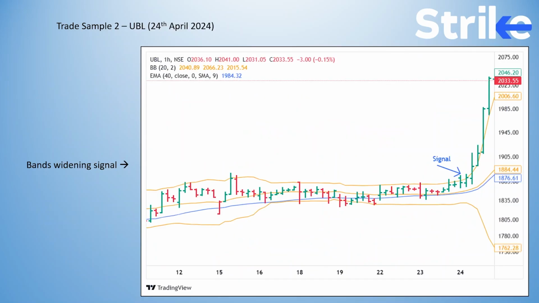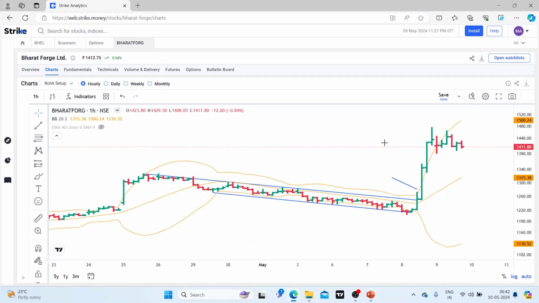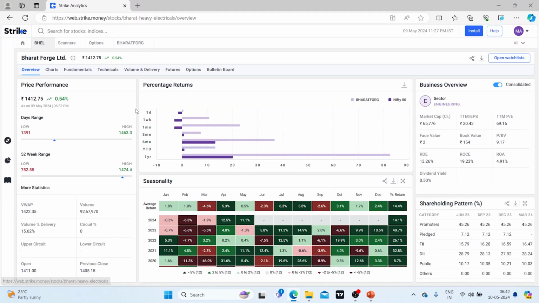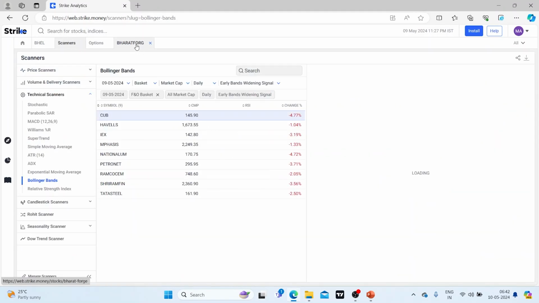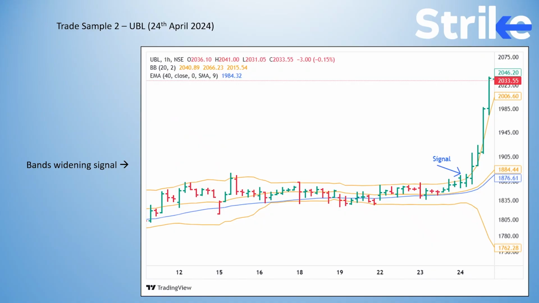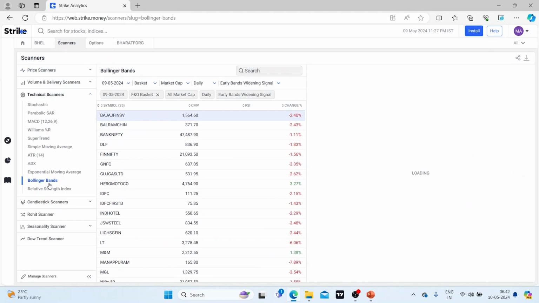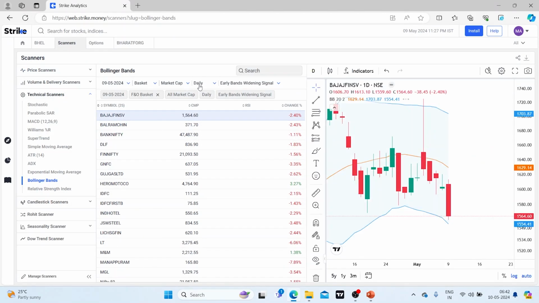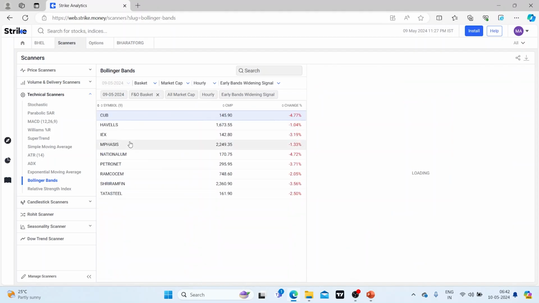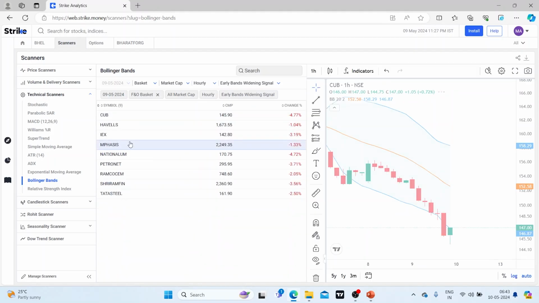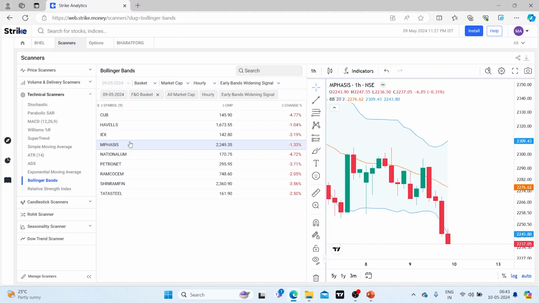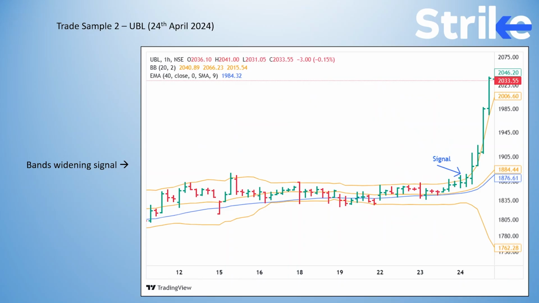The second trade is for the process which is based on the Bollinger Band expansion scanner. So we go to scanners, Bollinger Band scanner, identify the stocks, and then see the open interest accumulation. In this case, UBL gave a scanner signal on the 24th morning.